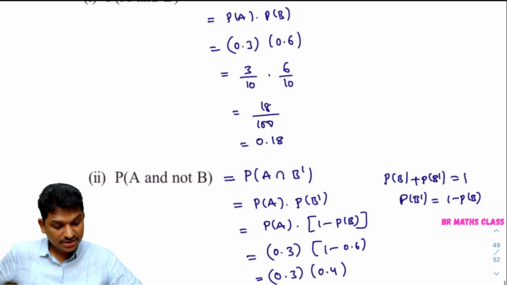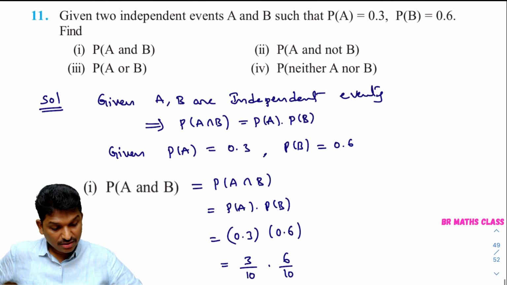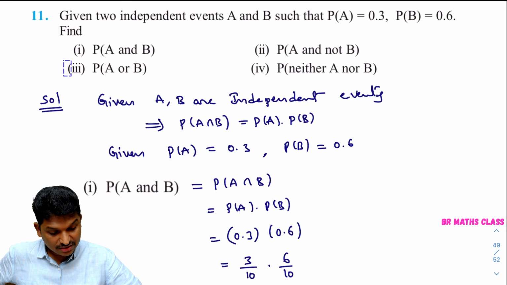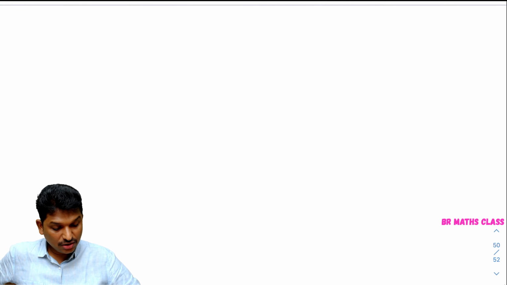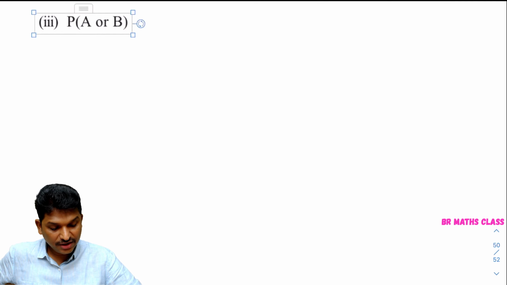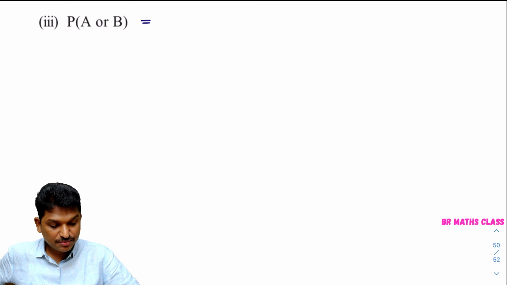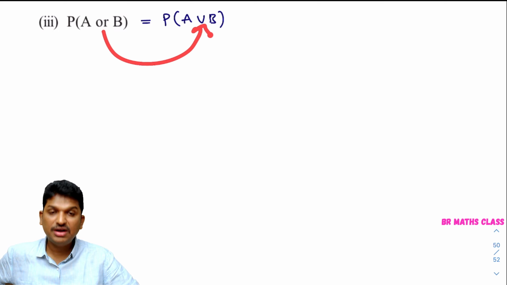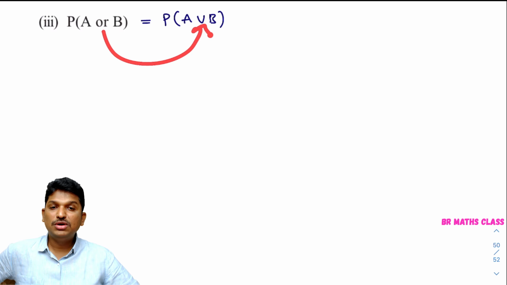Okay, now third bit. See the third bit. What they are asking in the third bit. They are asking us to calculate probability of A union B. Okay, probability of A or B. Okay, as per set notation, or means what? Or means union. Look here, or is given. In place of or, I written union symbol. Probability of A union B.